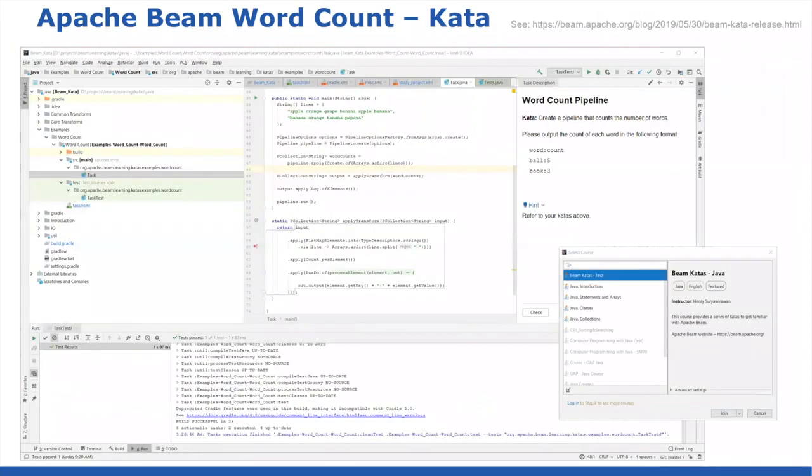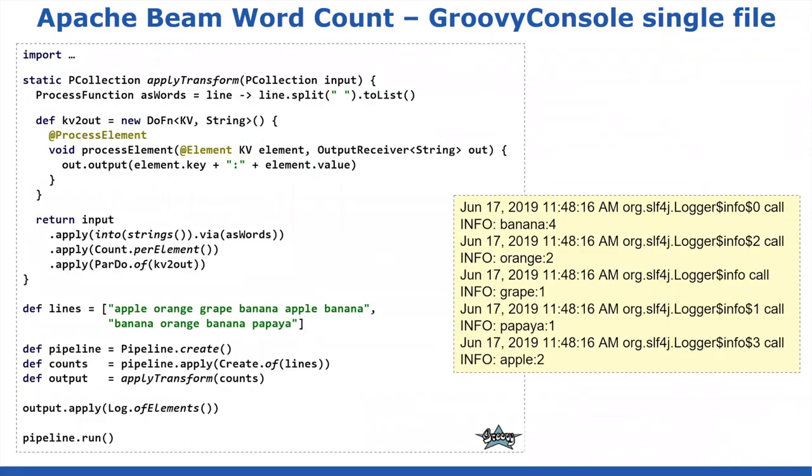There are some nice katas, and there's a plugin for IntelliJ or PyCharm where you can do the Python and the Java versions for this. But you can just cut and paste this Groovy script into the Groovy console, and the same example is going to run. This one is doing a word count, and banana appears 4 times in that little list of 2 lines there, and so on.